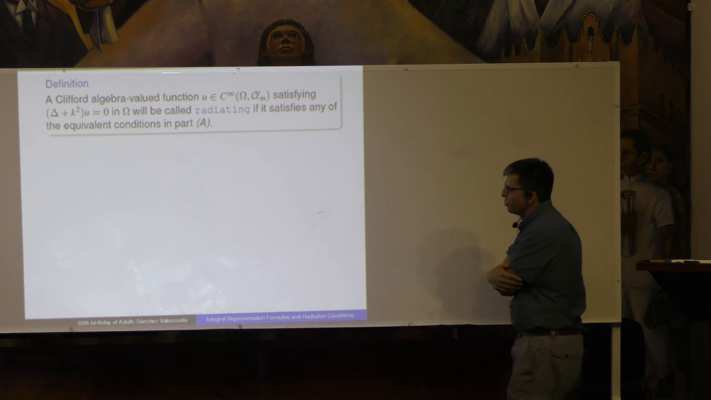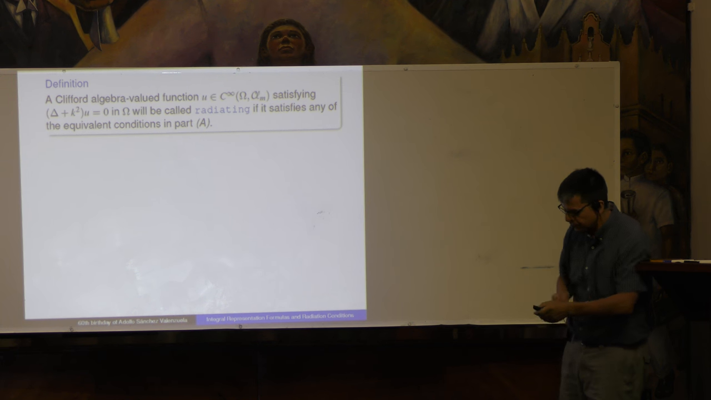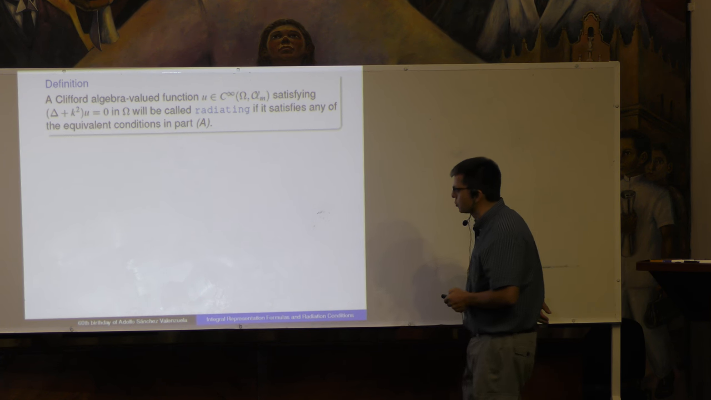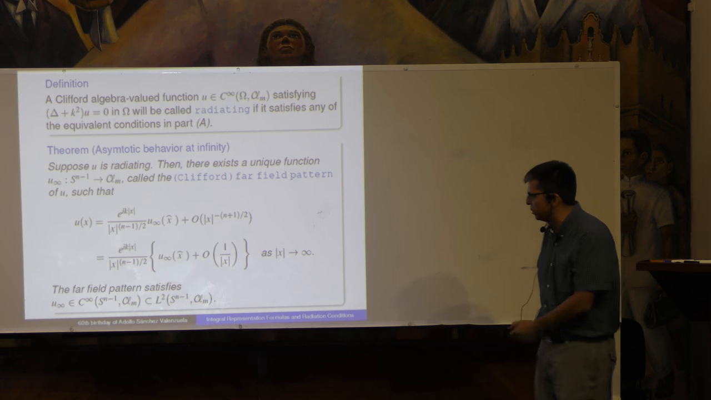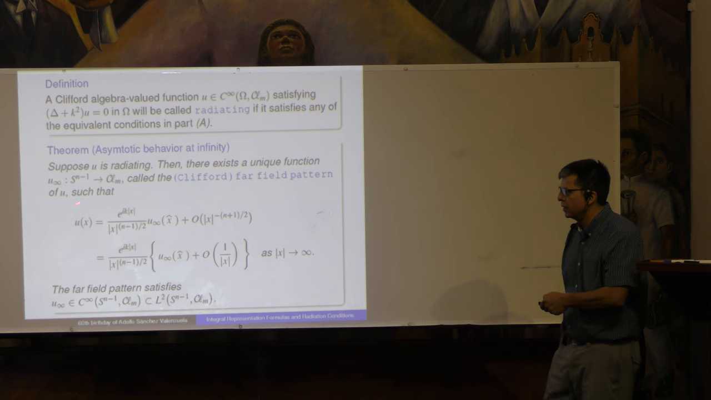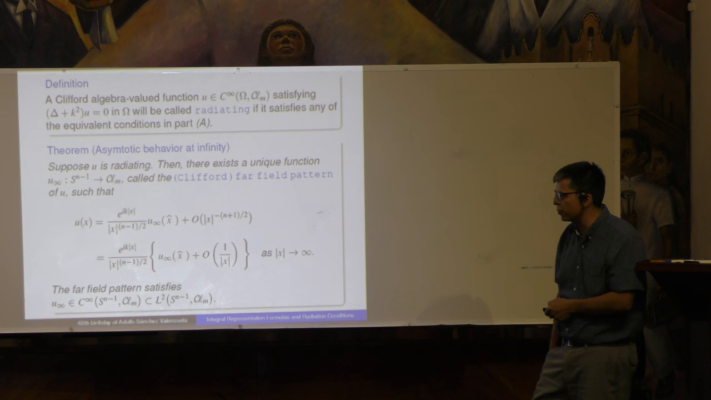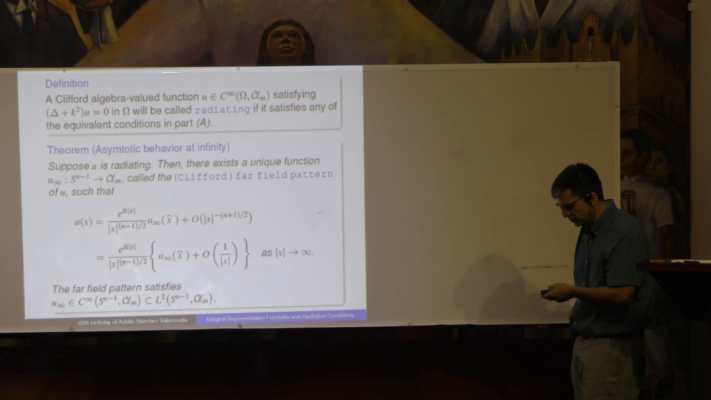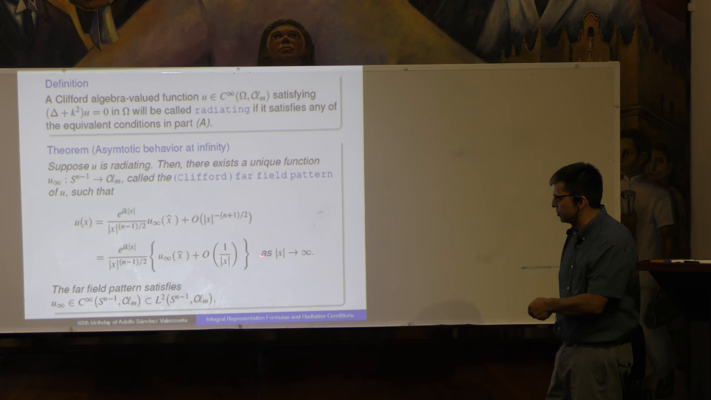Okay. So let me do a few applications of these representation formulas. We are going to say that a function that satisfies Helmholtz will be radiating if it satisfies any of the conditions. For this kind of function, we are going to get some asymptotic behavior at infinity, which is as follows. We can split our function into the radial part, that's going to be this part, really easy, and some angular part. So the angular part will be a function defined on the sphere with values in the Clifford algebra that is called the far field pattern and is really used in many applications in R3 or R2.